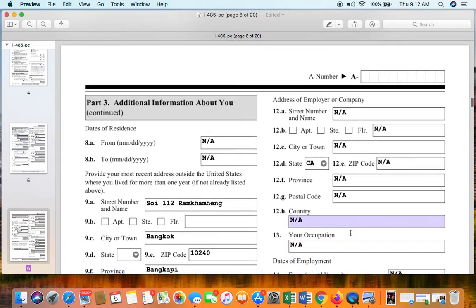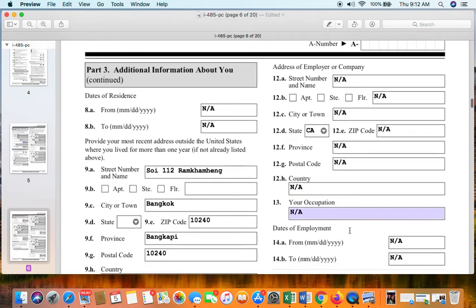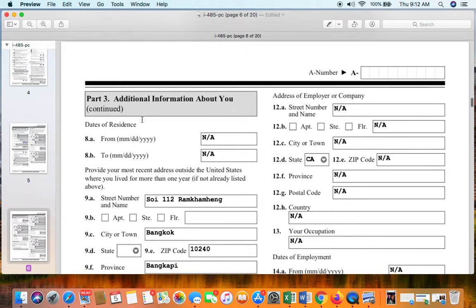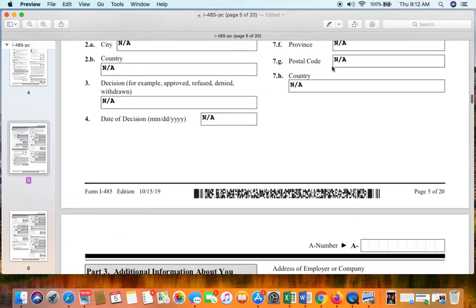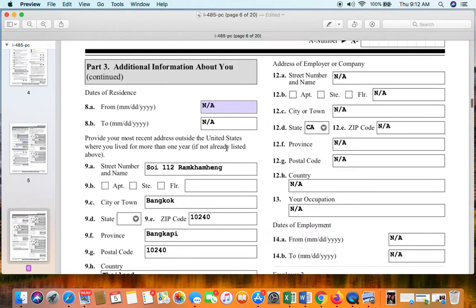Part 3, additional information about you, continued. This is also part 3, continued. This is right here for another address. So I put NA on it because it's not applicable for me.